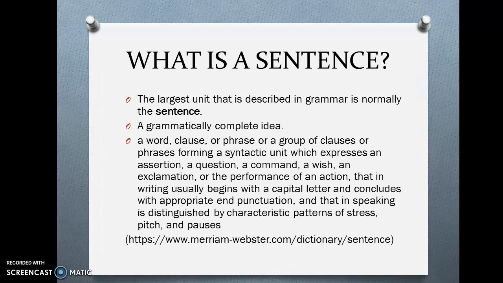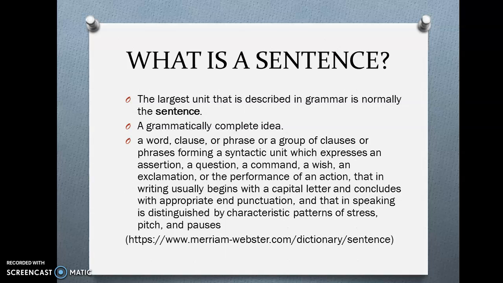So what is a sentence? Let's start by defining a sentence. Well, let me tell you that there is no single definition, there is no single agreement among grammarians as regards to what a sentence is. Some define a sentence as the largest unit of a grammatically complete idea.